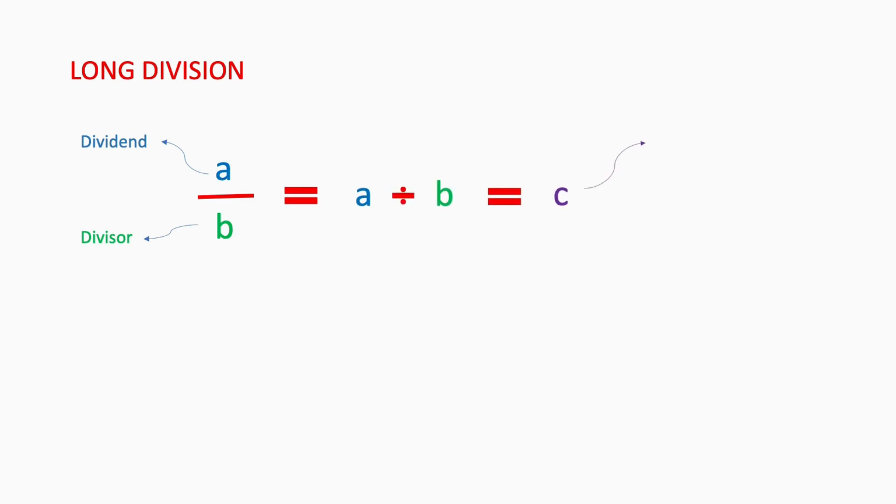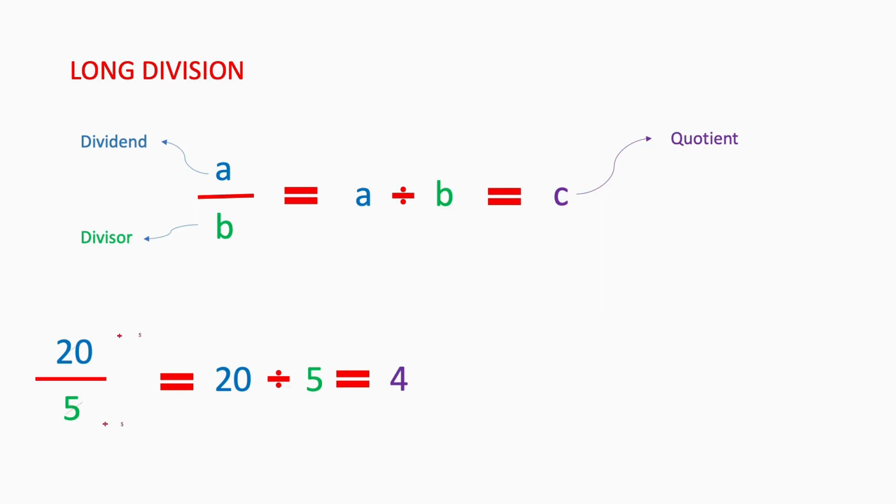Long division. As you know, fractions are the same as division, where the numerator is the dividend and the denominator is the divisor. For example, look at this fraction, 20 over 5. If you pay close attention, we are dividing 20 by 5. The quotient of this division is 4, and as you can see, if we simplify 20 over 5, the result will be 4.